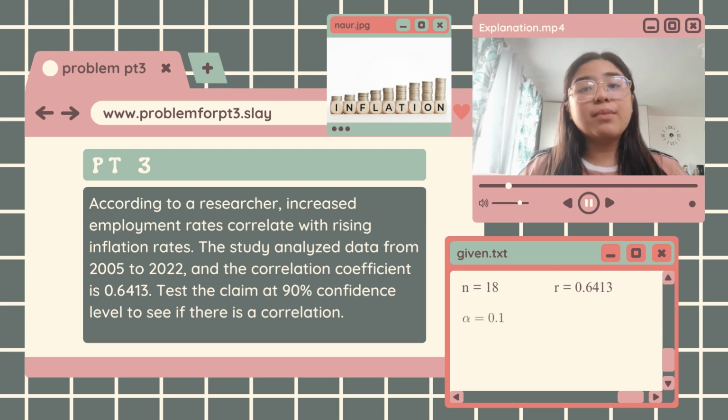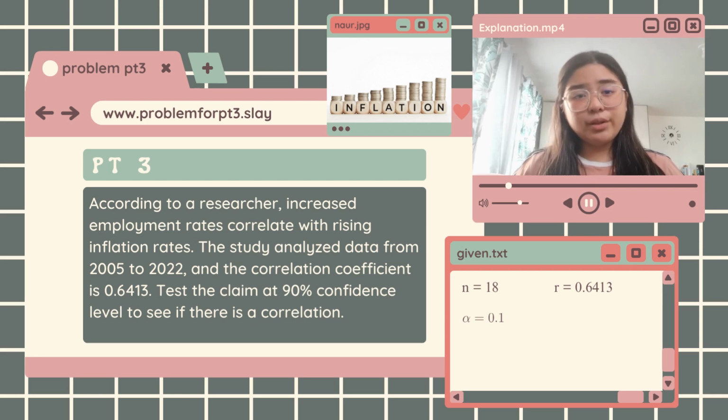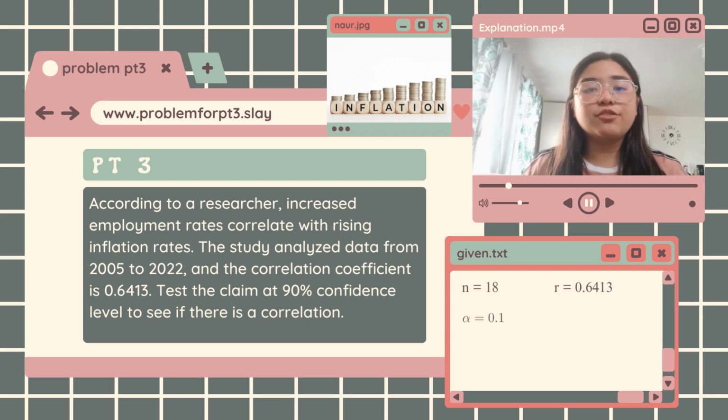Correlation is defined as the measure of extent to which paired data are related. Given the problem, according to a researcher, increased employment rates correlate with rising inflation rates. The study analyzed data from 2005 to 2022, and the correlation coefficient is 0.6413. Test the claim at 90% confidence level to see if there is a correlation.